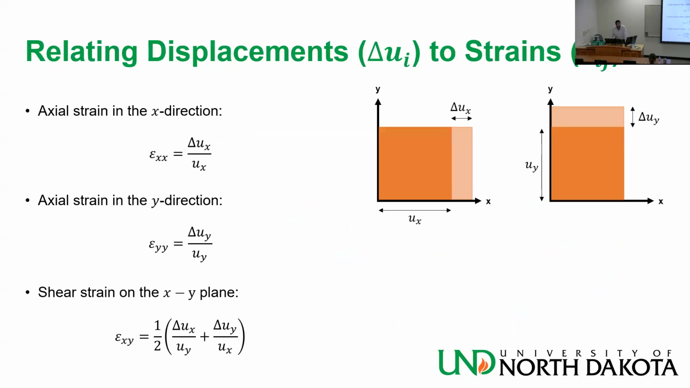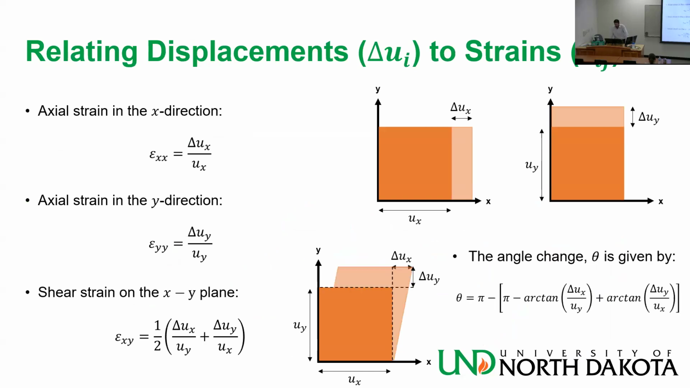Oh, okay. Did I get it wrong? So no, delta ux should be divided by uy, right? Yeah, it should be the other way, because it's shear.